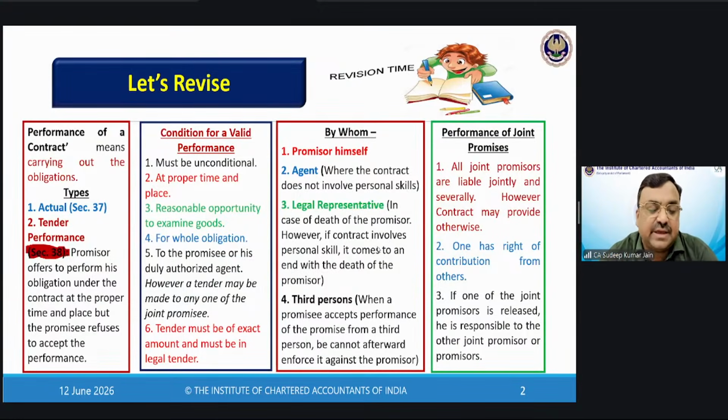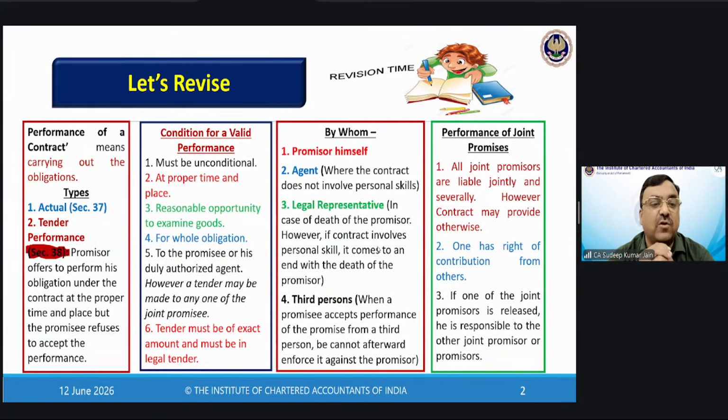Performance of contract means carrying out the obligations, to complete the requirement as decided in the contract between the parties. So performance may be actual or tender performance. Actual performance is when parties actually complete their obligations as per the contract. Tender performance means one party offers to perform his obligation, but the other party is not ready or refuses to accept the performance.